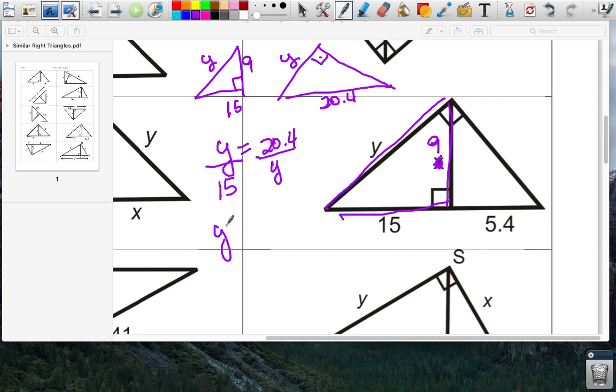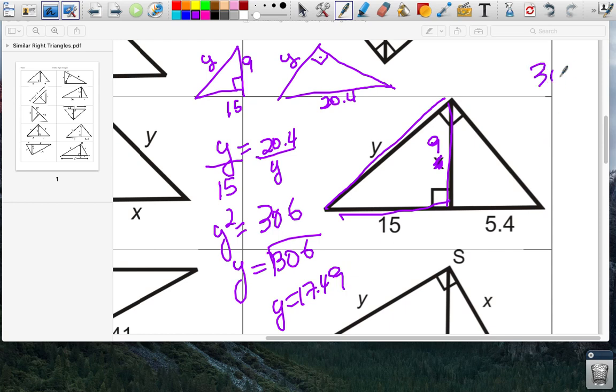Now we're going to do y squared equals 15 times 20.4, and I'll actually multiply that out. Hopefully I get a nice surprise, and I get 306. You take the square root of 306. You can leave it as the square root of 306, or you're going to get 17.49.